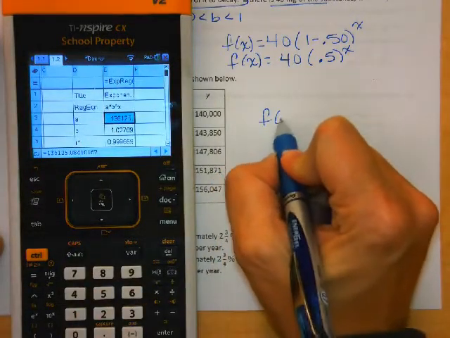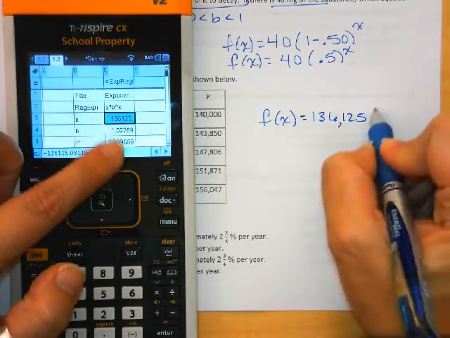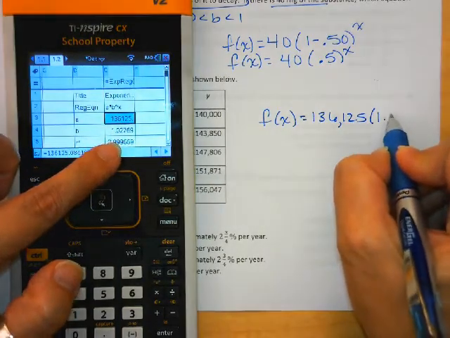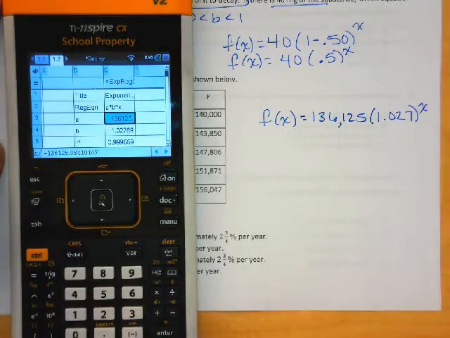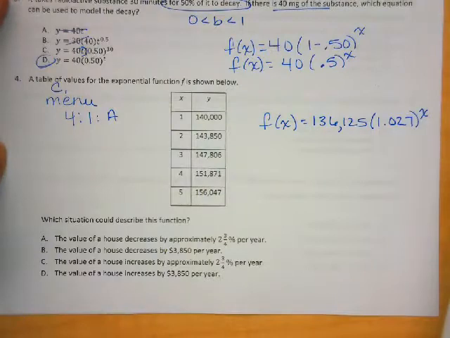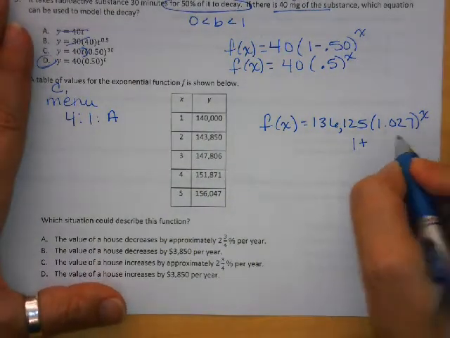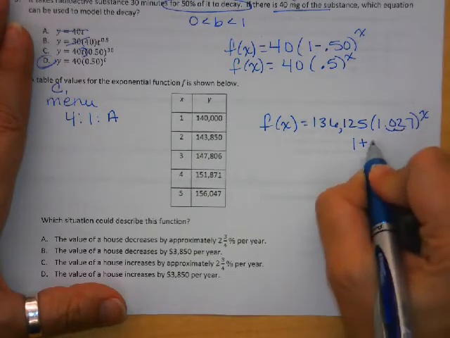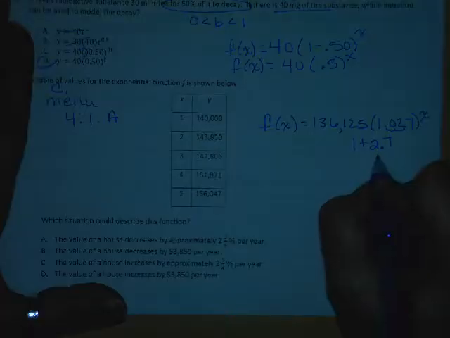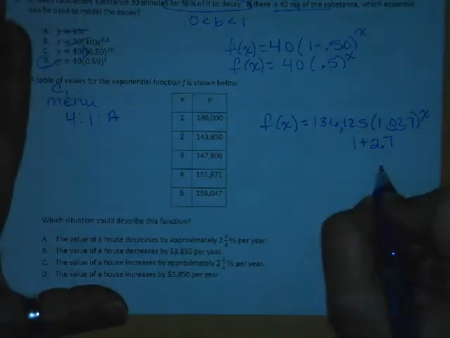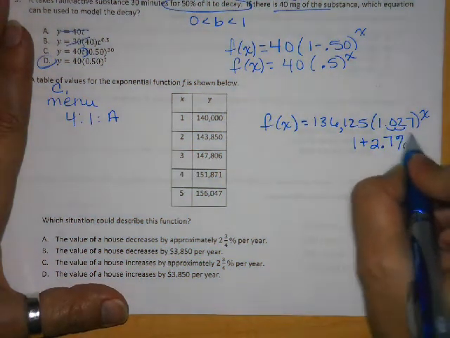So we have f of x. Our A value is 136,125, parentheses. Our B value 1.027 to the x power. So when we look at this, remember this is 1 plus, we can go 1, 2, 2.7. So, I'm sorry, my light turned off. 2.7, and this is our percentage.